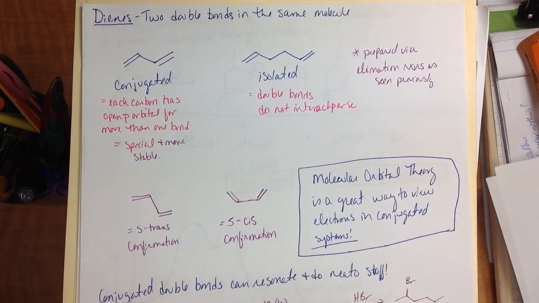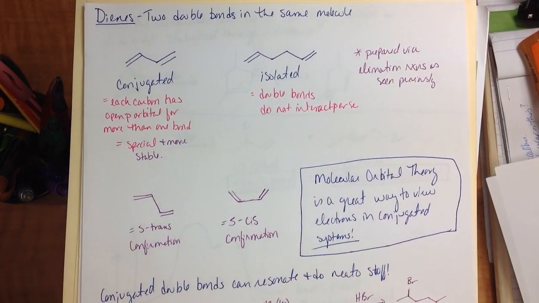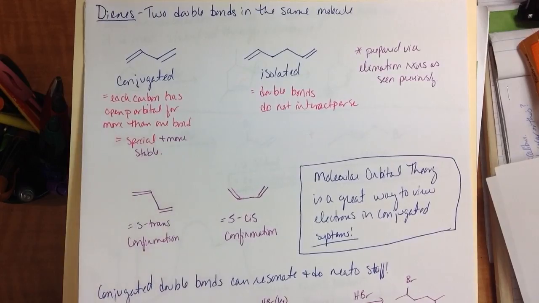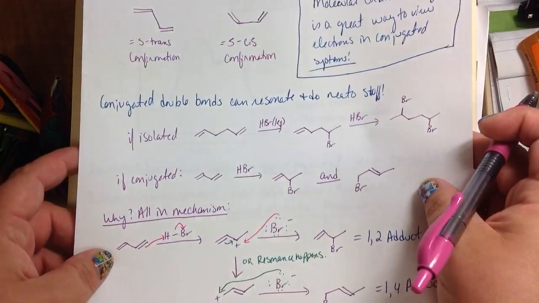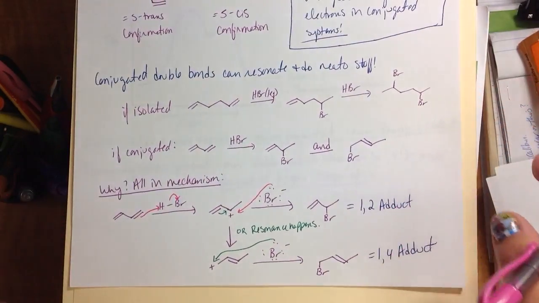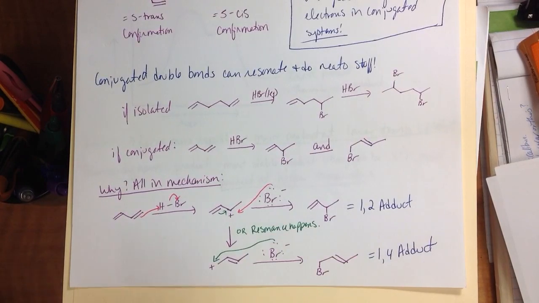If you really want to understand what's going on with conjugated double bonds over a large area of a system, you have to look at molecular orbital theory. So go ahead and review that information, and we'll talk about that more in class too. But conjugated double bonds react a little bit differently than what we see for isolated double bonds.